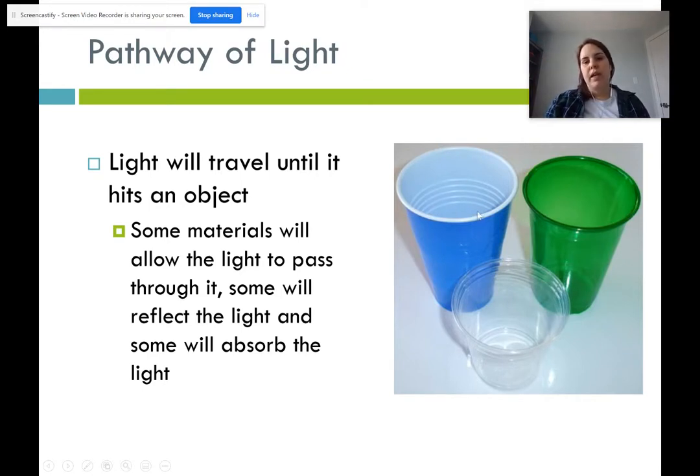So when we think of a plastic cup versus a semi-clear cup and an entirely clear cup, the reason why we can see different amounts through these 3 cups is depending on how much light each allows to move through it versus absorbing it.